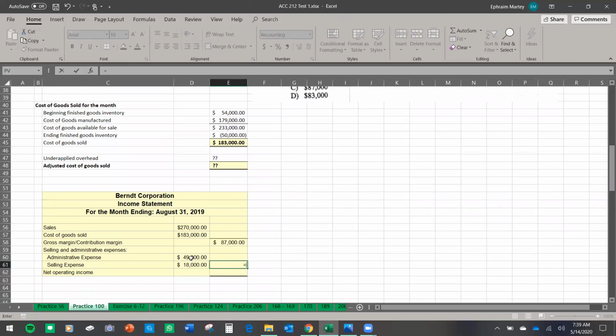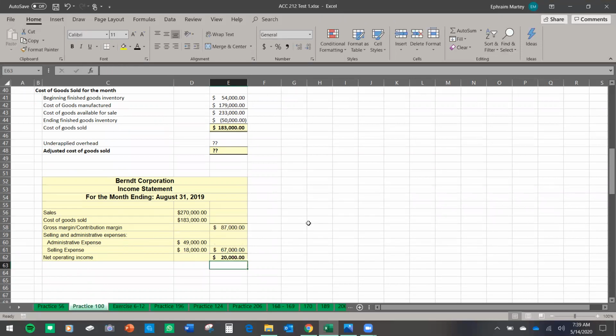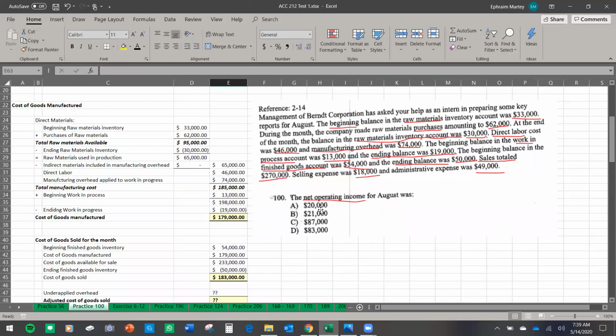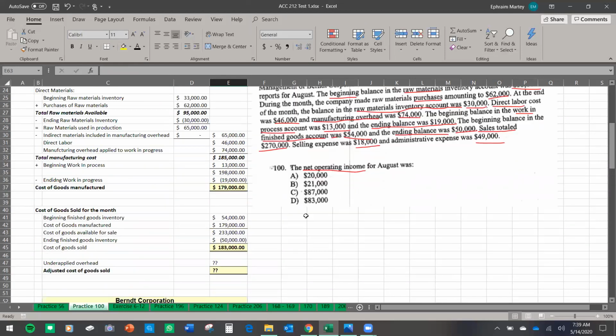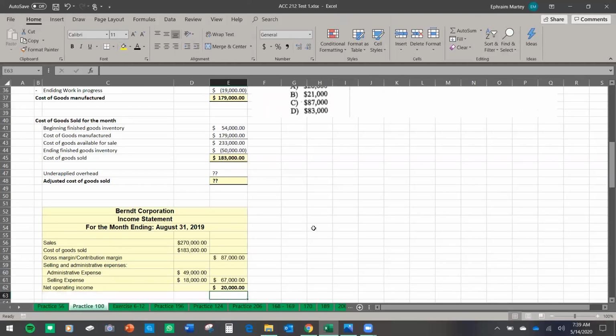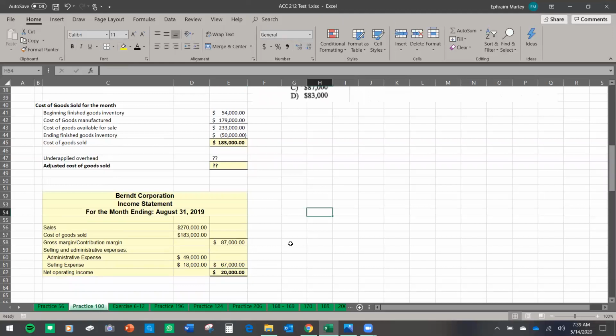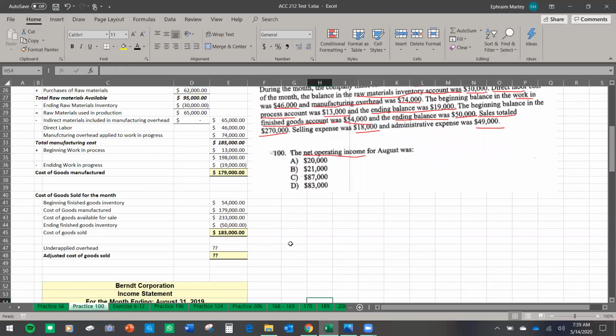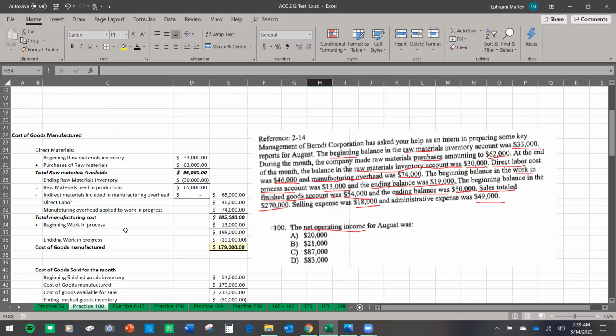So the total will be this plus that. That's the total cost. Okay. So that's an administrative cost, so we subtract it from the gross margin or the contribution margin, which gives us 20,000. Okay, so what is the answer here? The answer is A, 20,000. So it looks simple, but you have to go through quite a lot of process in order to get your 20,000. Okay, so that is how you find cost of goods sold using the schedule.